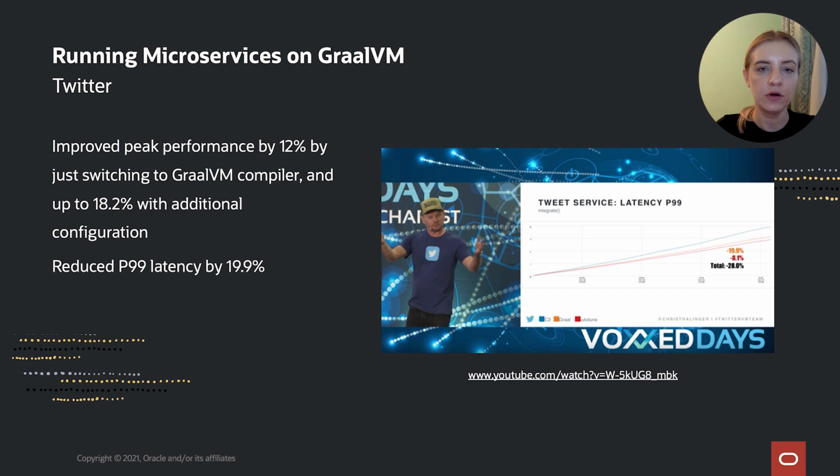Now, I also want to share a couple more examples from other teams and organizations using GraalVM, what benefits they saw, and why they are using GraalVM. One such team is Twitter. You might have heard this story already and seen these results, because they have done quite a few conference talks about how they use GraalVM and shared their experience with the community. They're running their microservices on GraalVM, and even out of the box, they saw about 12% improvement by switching to the GraalVM compiler, and with some additional configuration, they improved this metric up to 18%. They also saw improvements to latency as well.